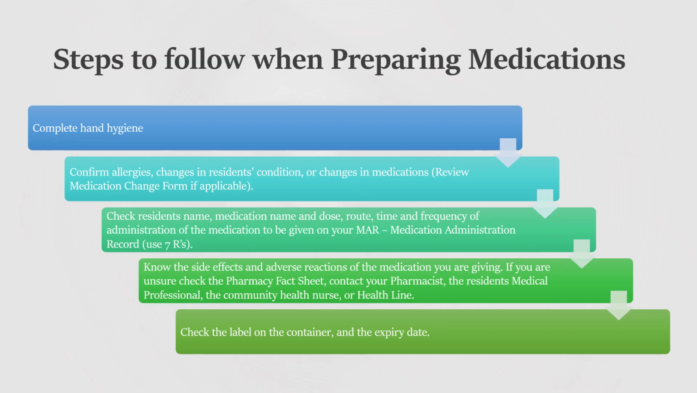Know the side effects and adverse reactions of the medications you are giving. If you are unsure, check the pharmacy fact sheet, contact your pharmacist, the resident's medical professional, the community health nurse, or health line. Check the label on the container and the expiry date.